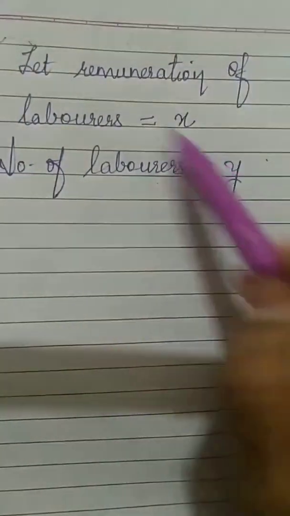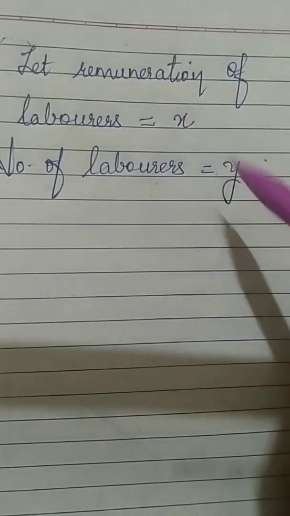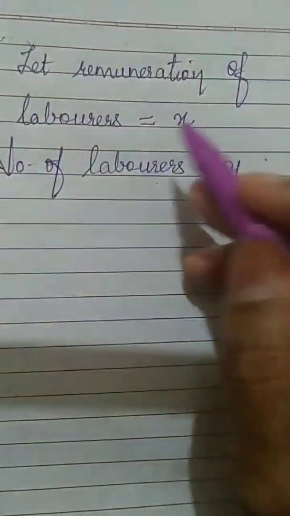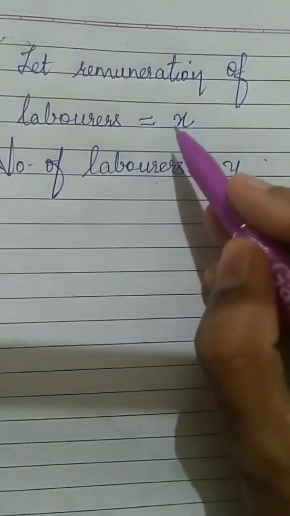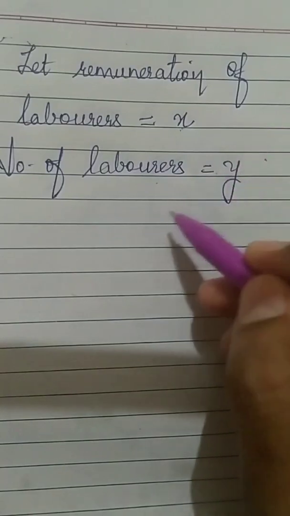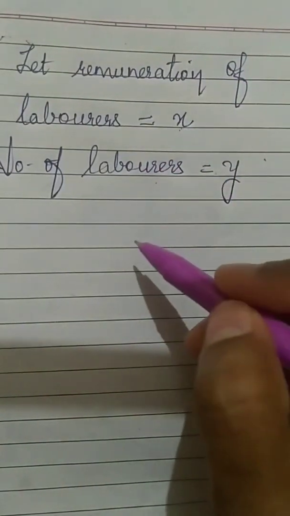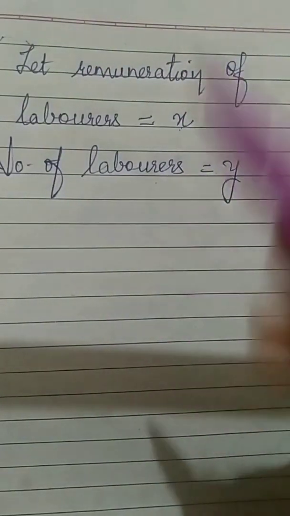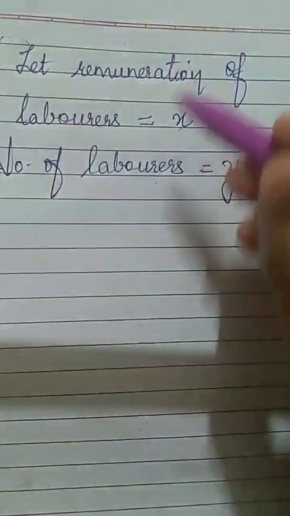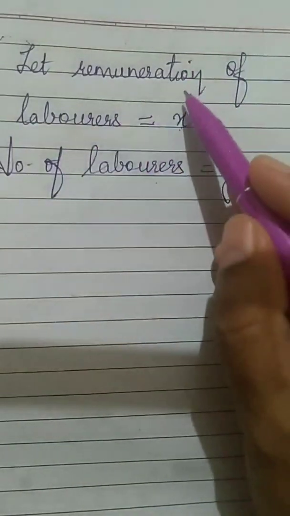Any variable we can select. If in the question they have written X or Y or M or N, you have to write that only. Here, this is a word problem, so this is our choice. So we selected remuneration of laborers to be X, salary to be X, and number of laborers to be Y. And without any doubt, this is direct variation, no? Even if it is not given in the question, you should be able to find out which type of variation this is. More the number of people, more you will have to pay the salary. More the number of laborers, more will be the remuneration.